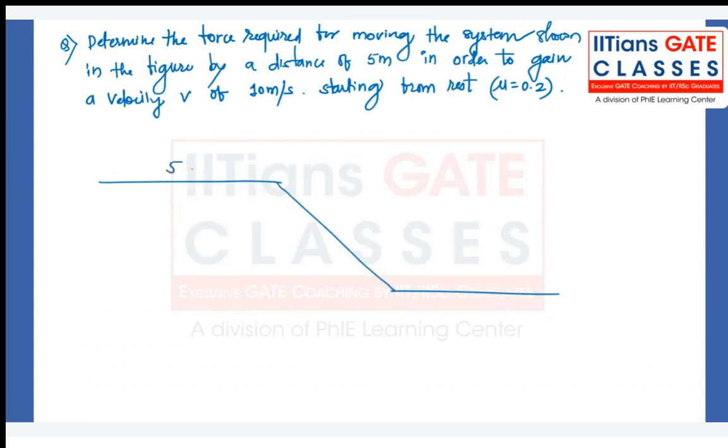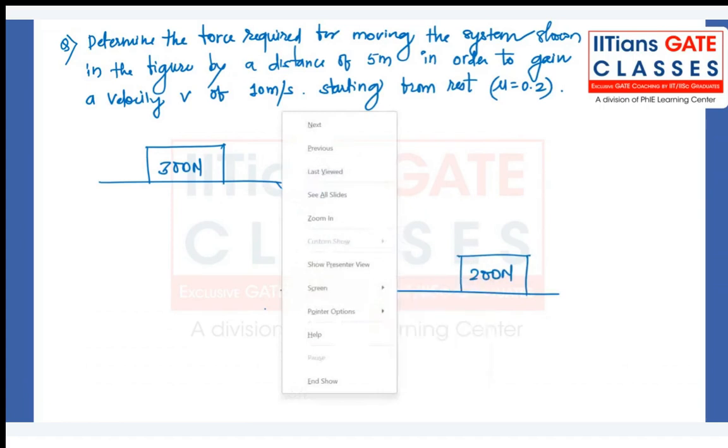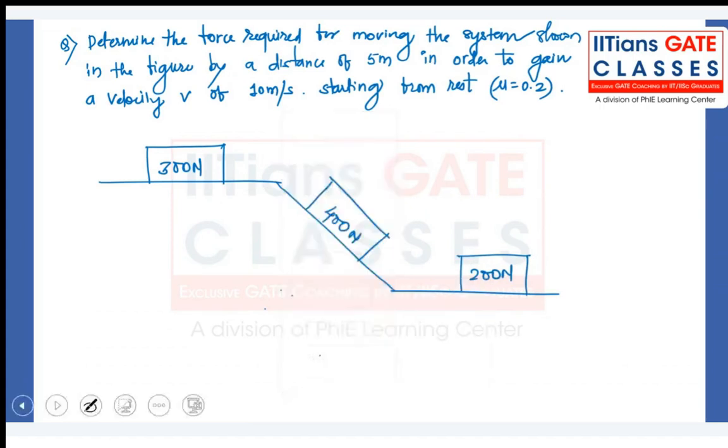Let's say the 300 Newton block we have here, then a 400 Newton block we have, and then we have a 200 Newton block. We have a pulley here, and here as well.